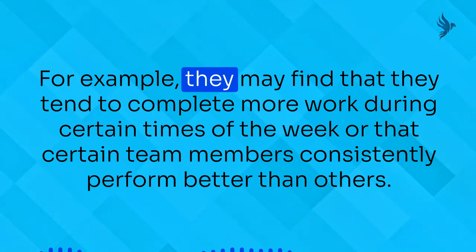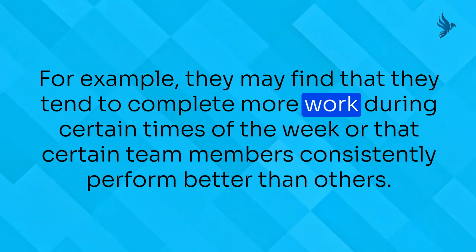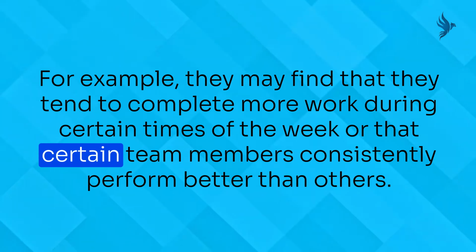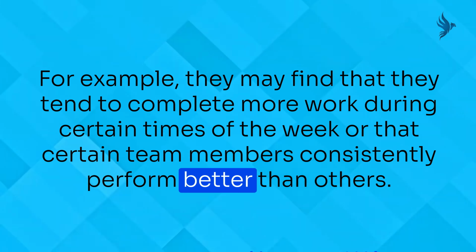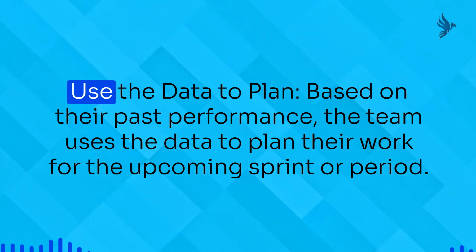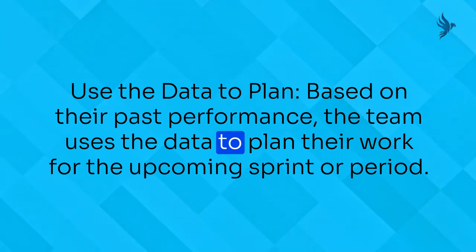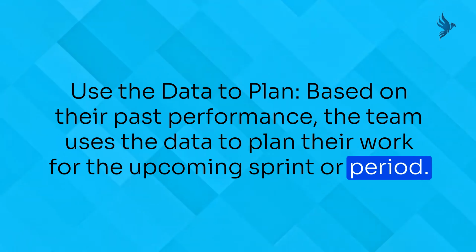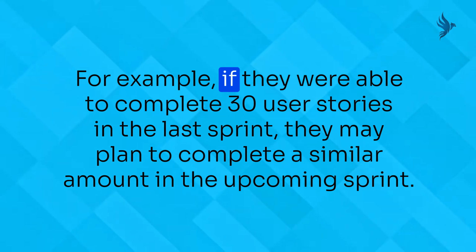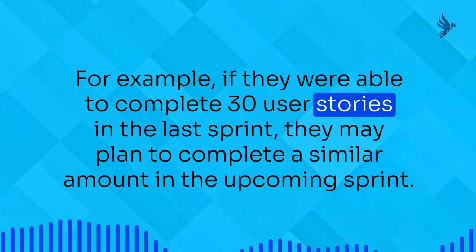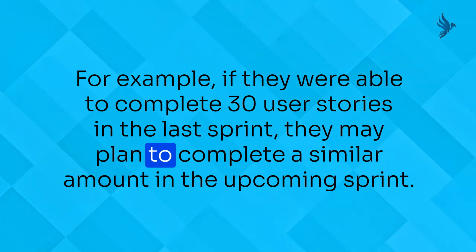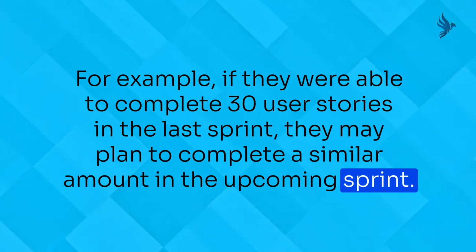For example, they may find that they tend to complete more work during certain times of the week or that certain team members consistently perform better than others. 3. Use the data to plan based on their past performance. The team uses the data to plan their work for the upcoming sprint or period. For example, if they were able to complete 30 user stories in the last sprint, they may plan to complete a similar amount in the upcoming sprint.